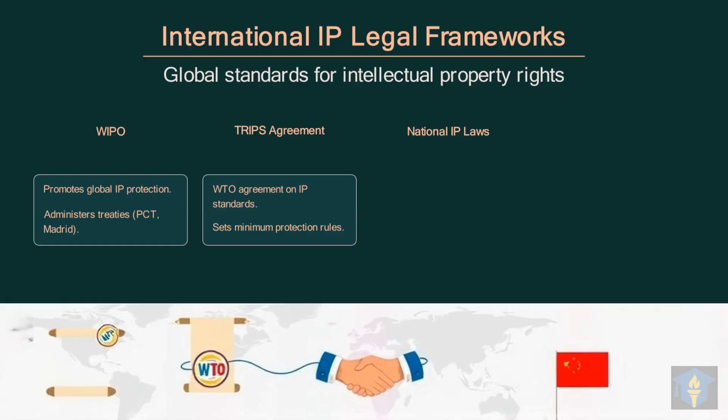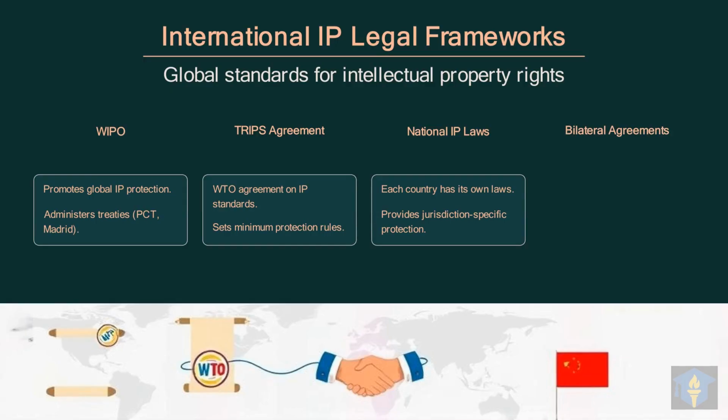Then we have national IP laws, which vary from country to country in their specific provisions. Each country has its own IP laws that provide protection within their specific legal jurisdiction. These provide jurisdiction-specific protection that varies based on each country's legal system and priorities.